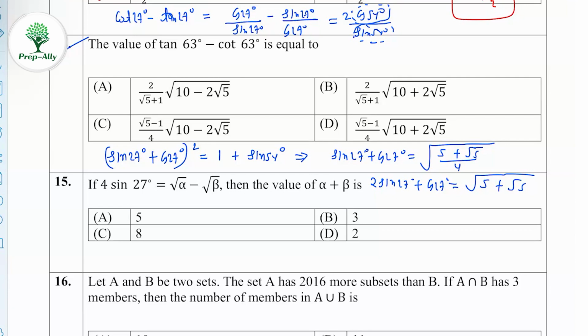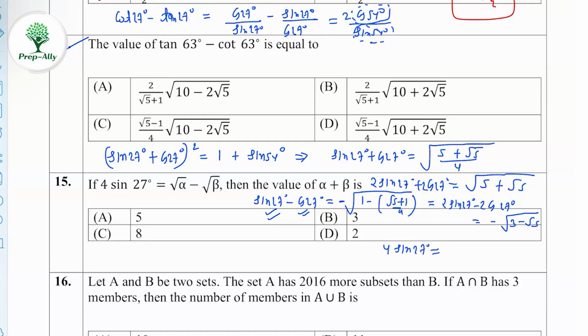Same way, what will be (sin 27 minus cos 27) whole square? It will be 1 minus sin 54. So sin 27 minus cos 27 degree will be equal to root of, with a minus sign, because sin 27 degree is less than cos 27 degree. So when you subtract, a minus sign should come. So sin 27 minus cos 27 is 1 minus (root 5 plus 1)/4. So what will you get? 2 sin 27 degree minus 2 cos 27 degree is equal to minus of root of (3 minus root 5). Add these two, I'll get 4 sin 27.